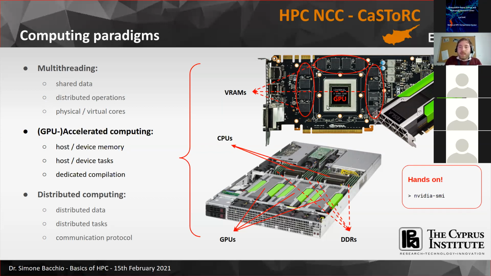And they are different architectures. They require dedicated compilation of the code, and what you run on the GPU doesn't run on the CPU, because really the architecture is different. So you need to do different operations.